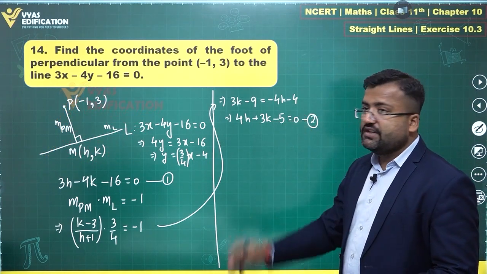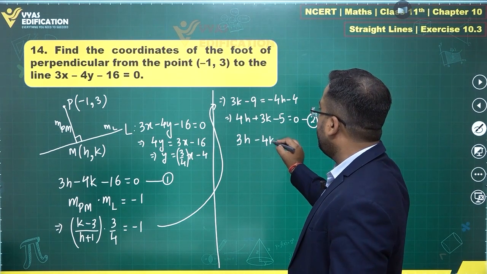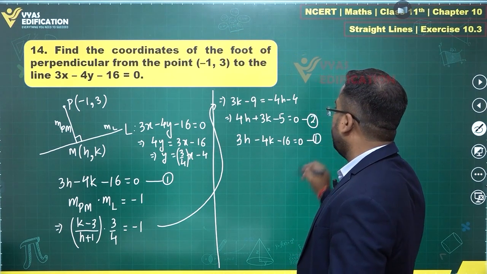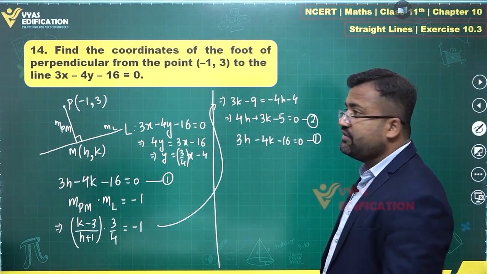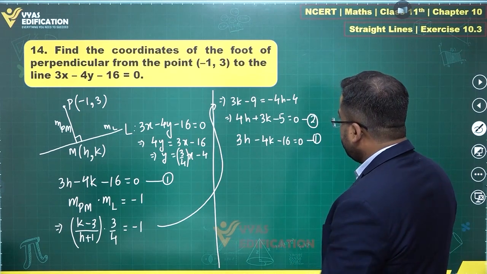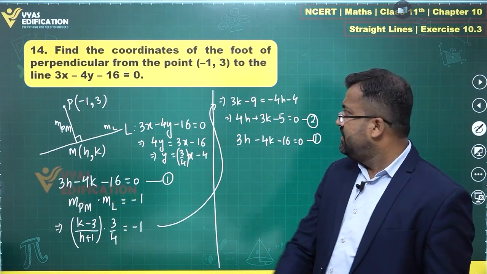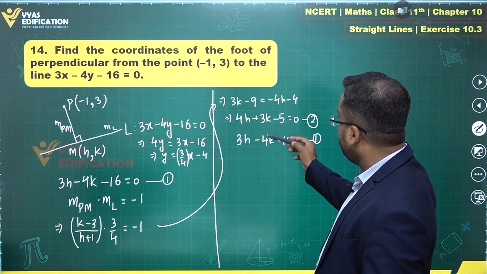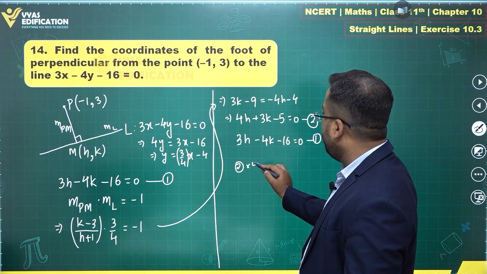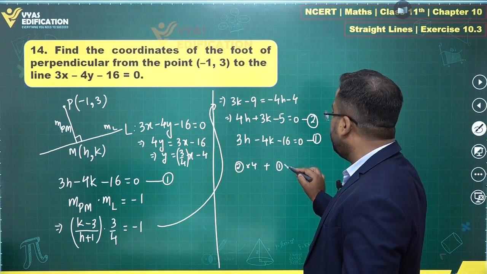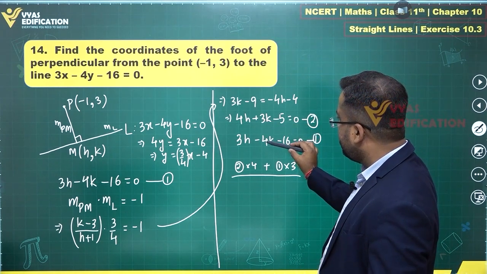Yes, this is what you get. 4h plus 3k minus 5 is equal to 0, and you had 3h minus 4k minus 16 equal to 0. This is equation number 1. Okay, can you solve these two equations to get the values of h and k? Yes, we can solve these easily. One of the approaches which you can follow is elimination, the other is cross multiplication. This is 3, this is 4. So let's multiply equation 2 by 4 and add with equation 1 multiplied by 3. Equation 2 multiplied by 4, this becomes 12k, and this times 3 becomes minus 12k over here.